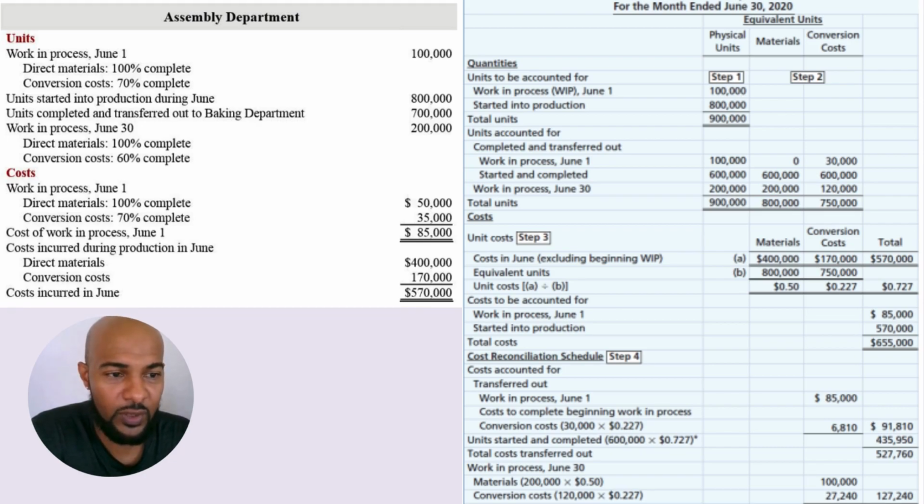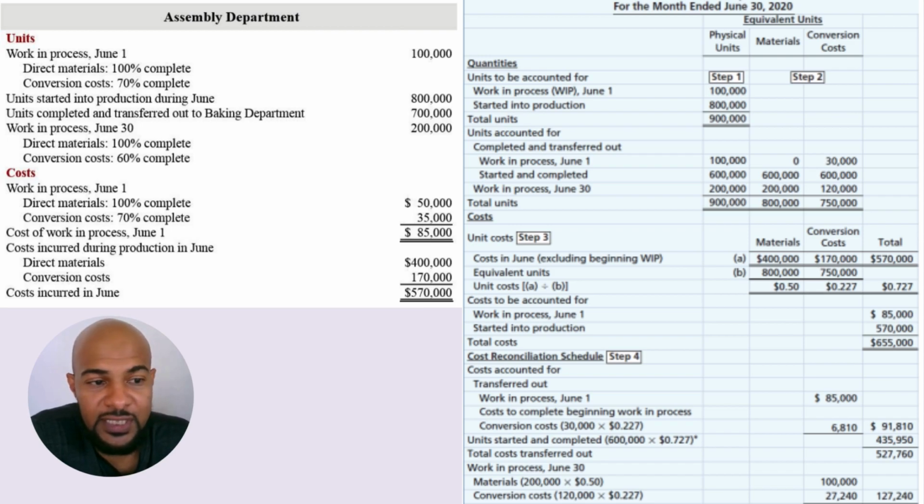Now, remember with our FIFO method, we said we are using equivalent units for the total work performed on the completed units of opening work in process. That's the difference from the weighted average method. Also, the completed units started into production, which will be 100% complete, as well as the partially completed units in our ending work in process inventory. So let's go do that.